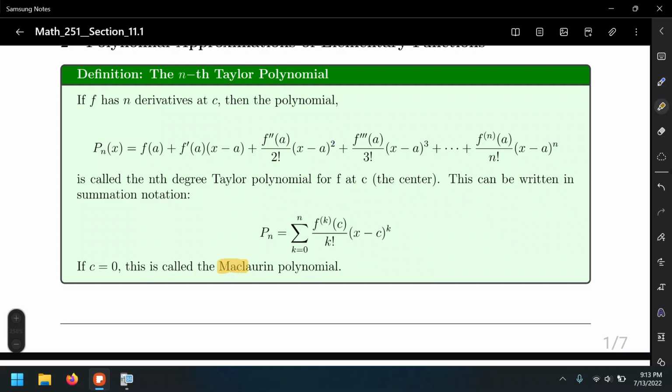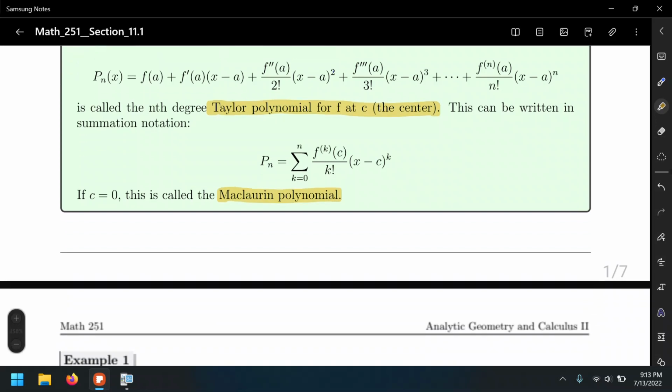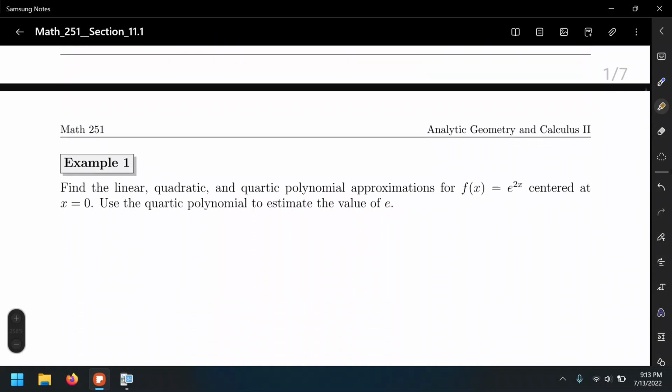However, when we center our approximation at 0, it has a special name. It's called a Maclaurin polynomial, as opposed to the Taylor polynomial, when the center is a value c different than 0: centered at 1, centered at 2, etc. All right. So how about we look at one example?